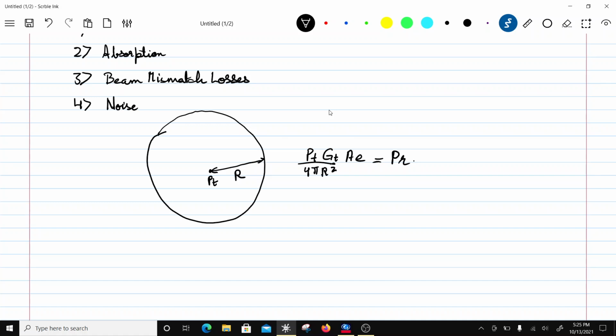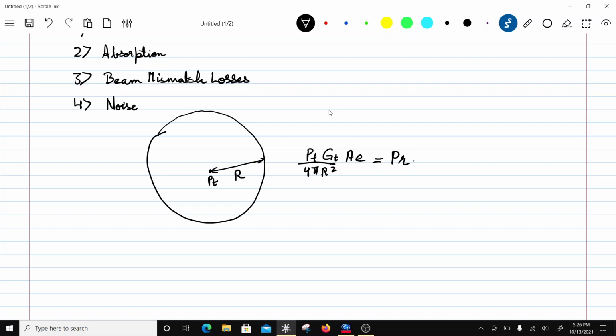And then in an isotropic case, the antenna gain is going to be 1. So in that case, that is the worst case for this transmission. In case the transmitter has a gain of Gt, and the receiver antenna has a gain of, again, Gr, then the situation is much better.